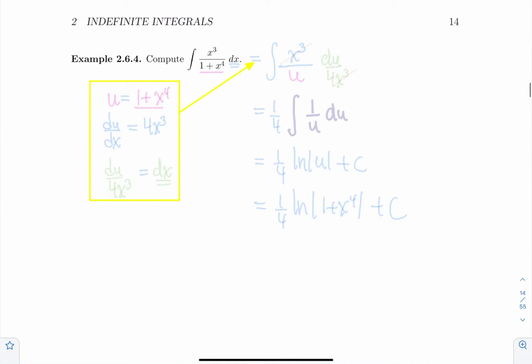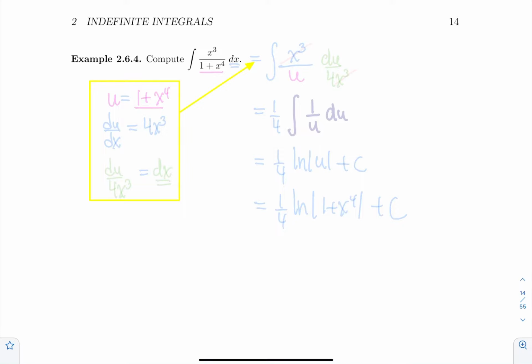All right, next example. Let's compute the indefinite integral of x cubed over 1 plus x to the 4 dx. So again, here, not a basic integral. We have the quotient of two things, so we need to use a technique of integration. We are in the section of substitution. So guess what? We're going to use a substitution.